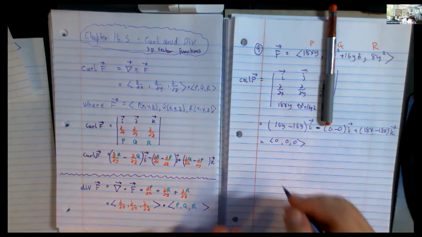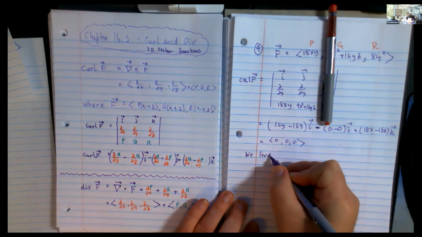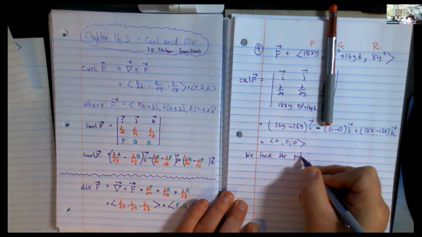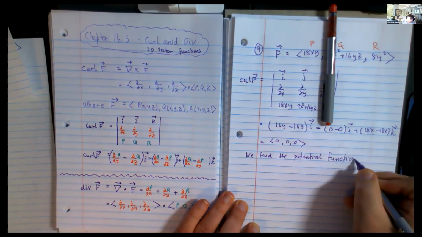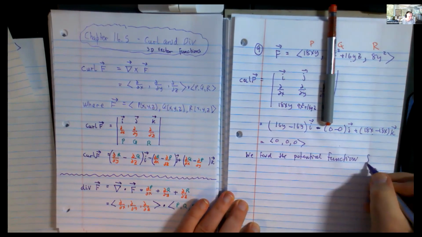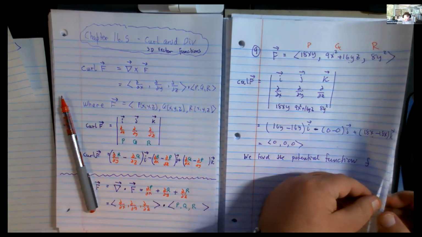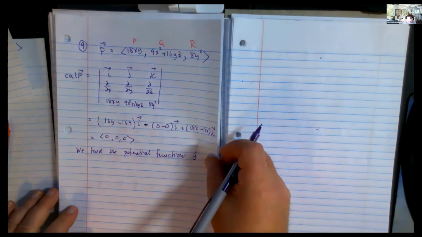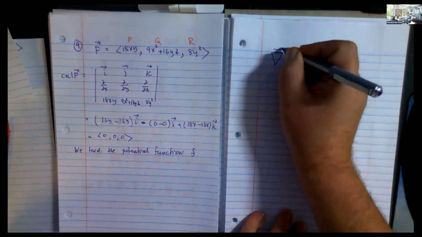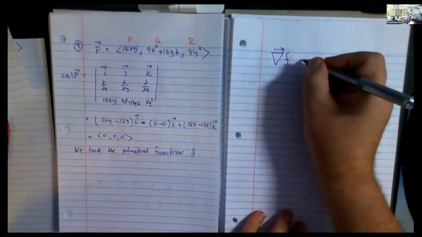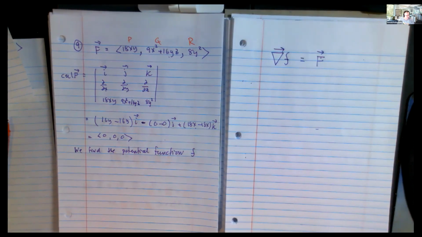Now we find the potential function. So let's see how that's going to work. Won't this guy be equal to the gradient of f, right? That's the property the potential function has.